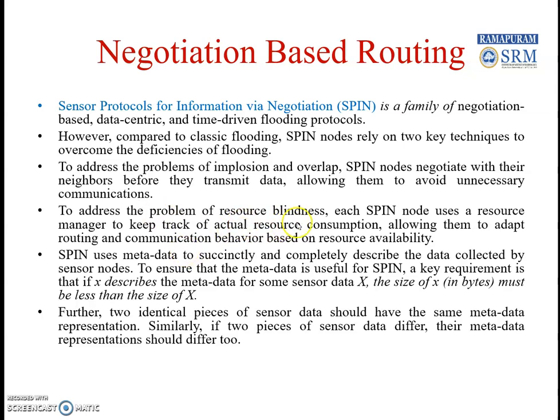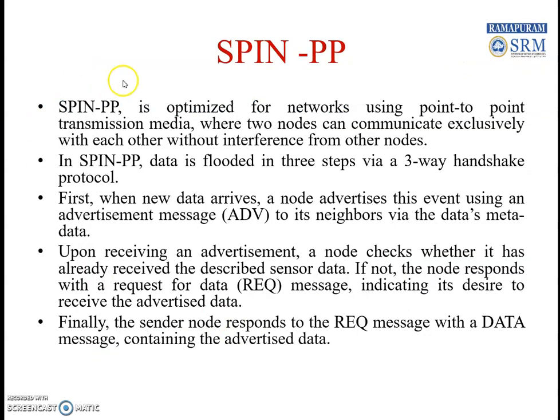And to address the problem of resource blindness, before starting the data communication, a resource manager will be there in all the nodes, and only if there is sufficient resource, the data communication will take place. So when you consider the SPIN protocol, there are various types. The first one is SPIN PP. It is a point-to-point protocol, where two nodes can communicate exclusively with each other without interference from other nodes.